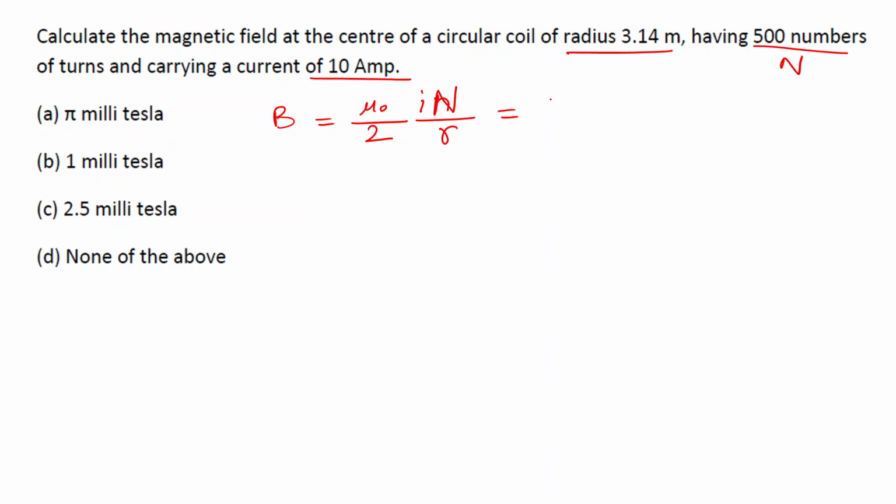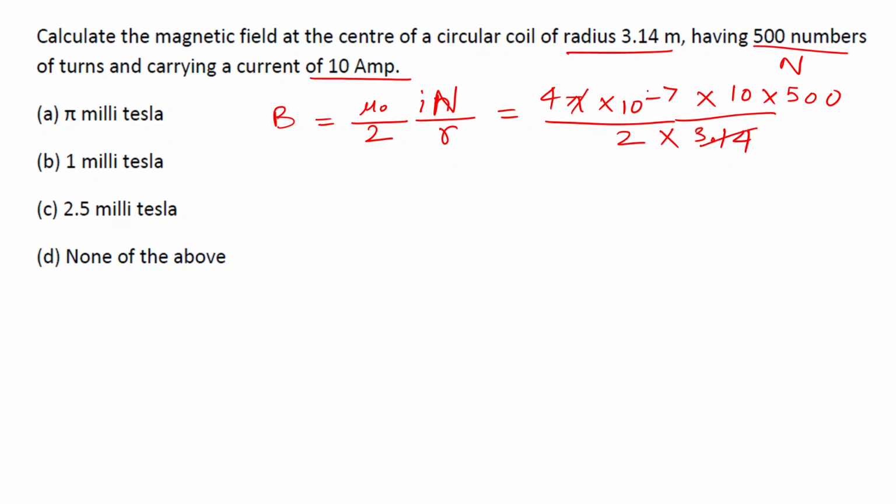This will be mu naught, which is 4 pi times 10 to the power minus 7, divided by 2. Radius is 3.14, and the current is 10 amperes, number of turns 500. So this pi, 3.14, is also pi, we can cancel like this. This will be 2 times 500, means 1000, times 10 to the power minus 7 times 10, right?